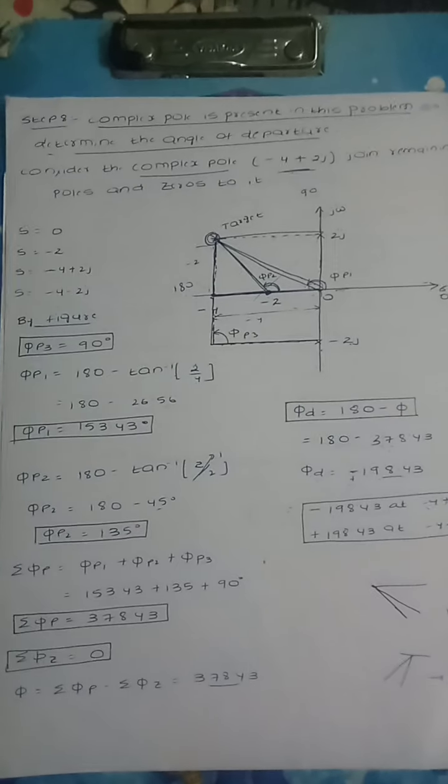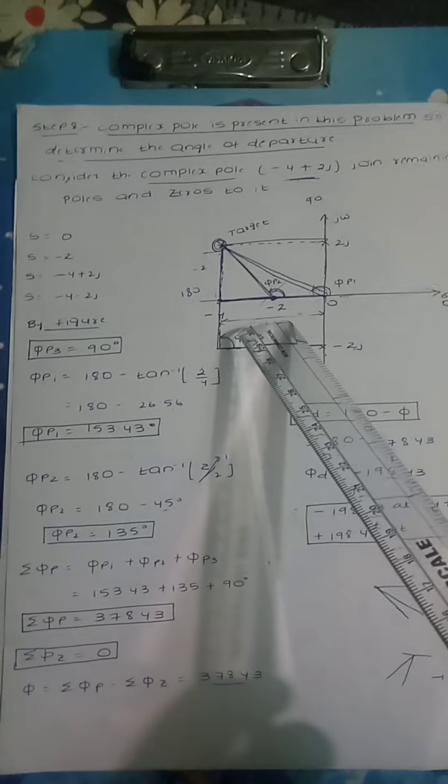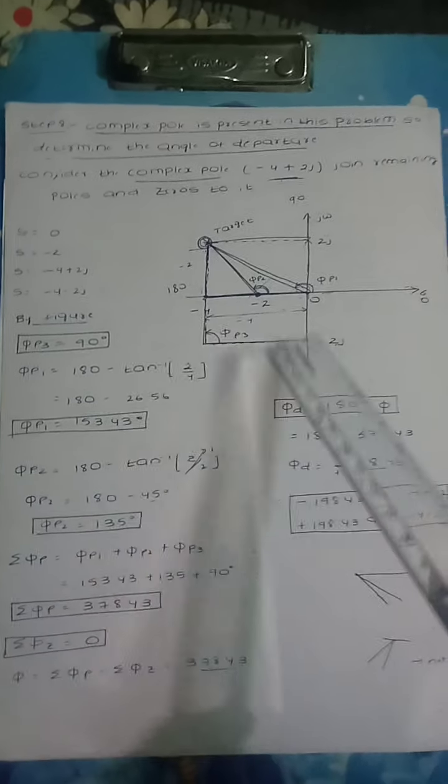Next, let us move on to how you will determine the angle of departure. In order to determine the angle of departure, you have to consider a complex pole. In the complex pole, as I told, you first make the complex pole the target. First you can see that 0 and minus 2 are called simple poles, whereas minus 4 plus 2j and minus 4 minus 2j are complex poles.